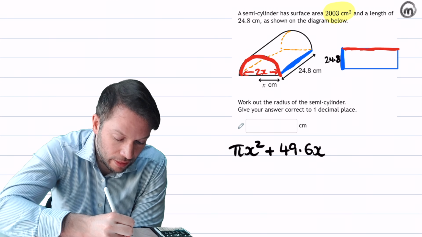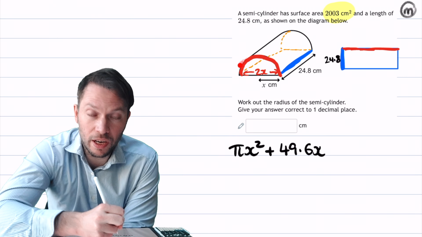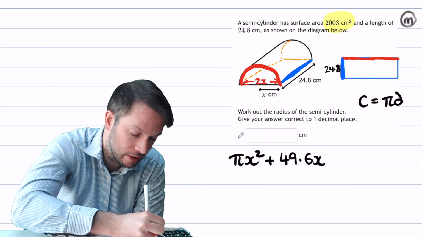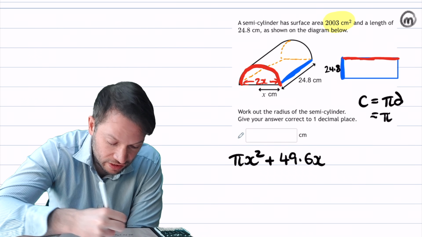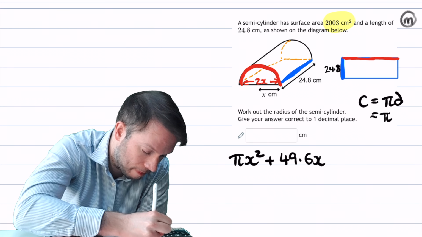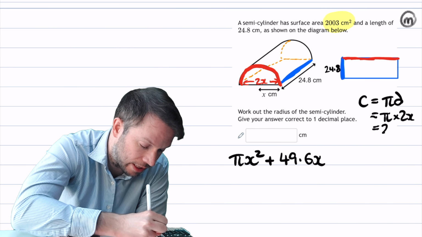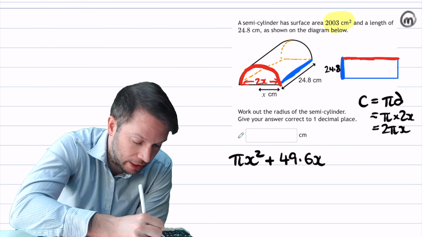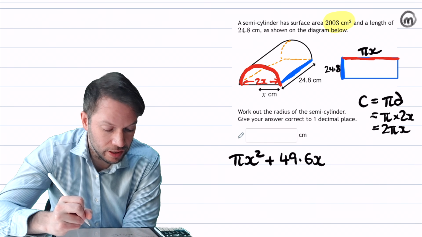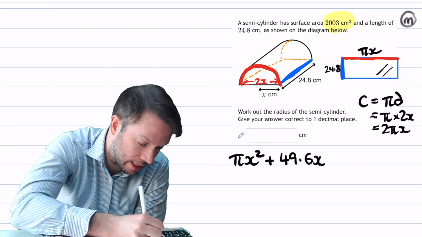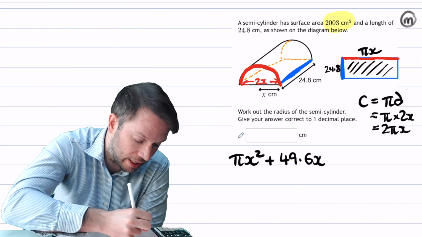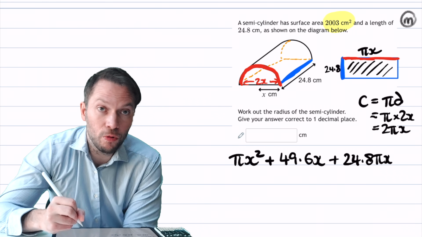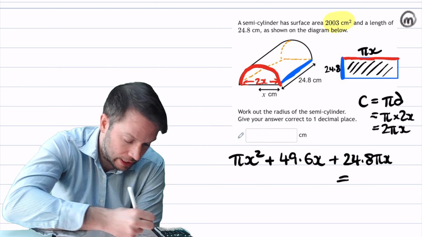But the longer length of the rectangle is going to be this curved length here. Can we see that this red length is just half the circumference of a full circle? The circumference of a full circle is pi times the diameter, which is 2x here. So 2 pi x is the circumference of a full circle, but we just want half of that, so it's pi x. Therefore, the area of the curved face is 24.8 times pi x, so 24.8 pi x. And we're told that the total surface area is 2003.